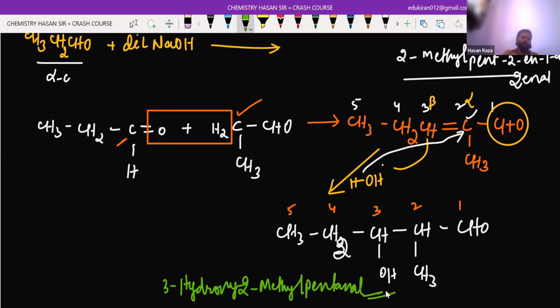MJ, where have you made the mistake? And Ashrit, PD, very good. MJ, you have written it in the last. Instead of writing like this, I would like you to write the IUPAC name of the compound. Is that clear? Yes or no?